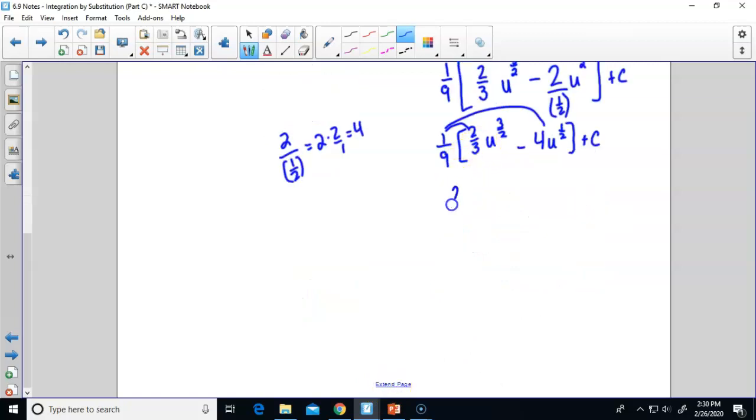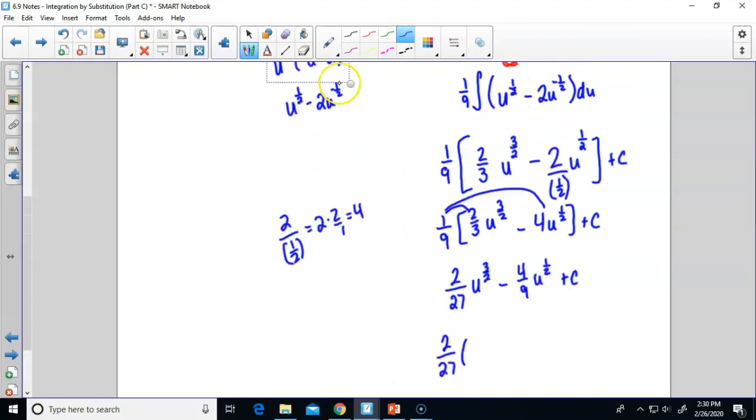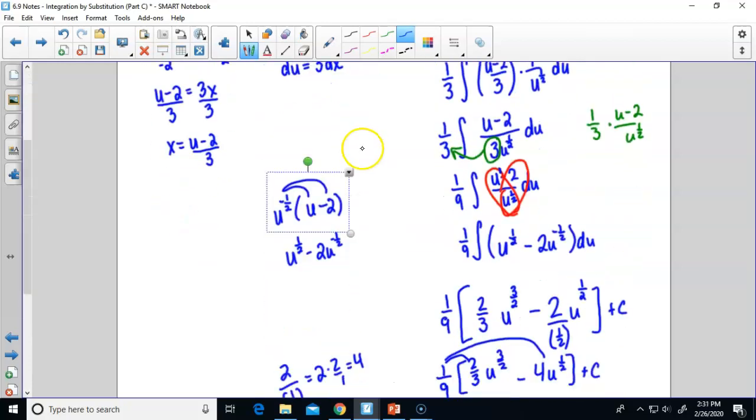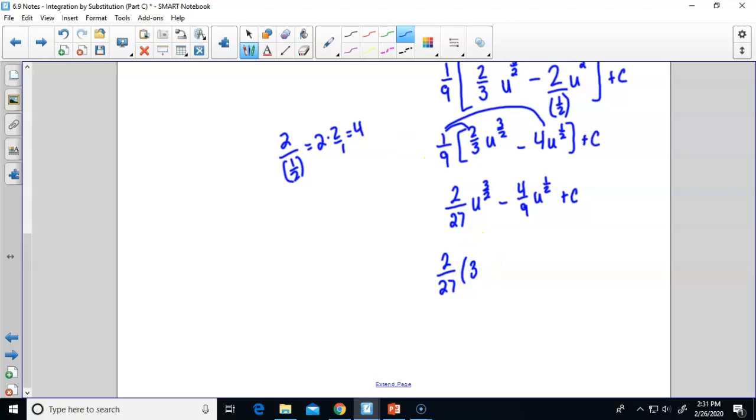And then your last step is distribute that 1/9. So you get 2 over 27 u to the 3/2. I said last, we've got one more step after this. And we'll have 4/9 u to the 1/2 plus c. And so 2 over 27 times, what was our u? It was 3x plus 2. So 2/27 times (3x plus 2) to the 3/2 minus 4/9 times (3x plus 2) to the 1/2 plus c.